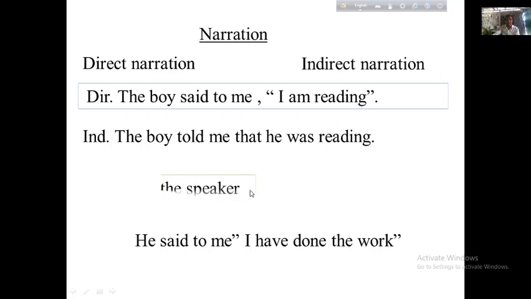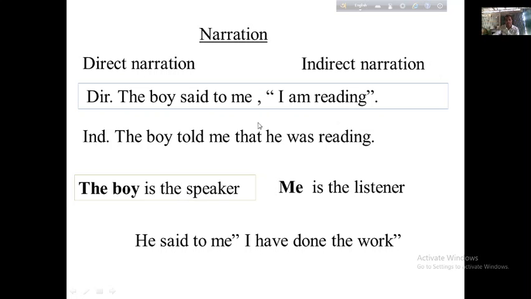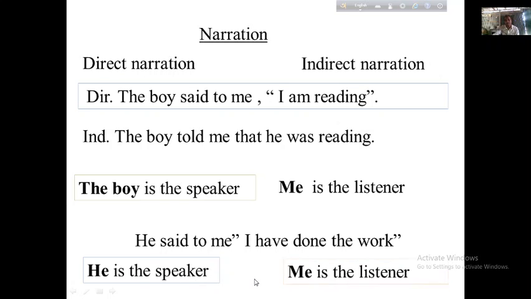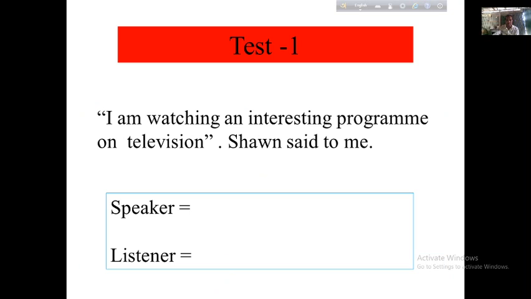Let us see another point. The boy is the speaker. In the direct sentence, the boy said to me, "I am reading." In this sentence, the boy is the speaker and me is the listener. Let us see another sentence. He said to me, "I have done the work." In this sentence, he is the speaker and me is the listener. Dear students, you have to find out who is the speaker and who is the listener. It is very essential for all of you.